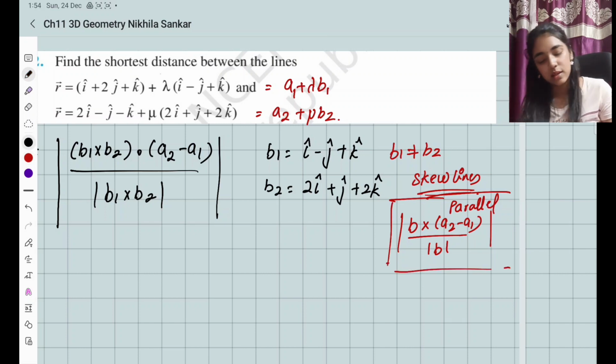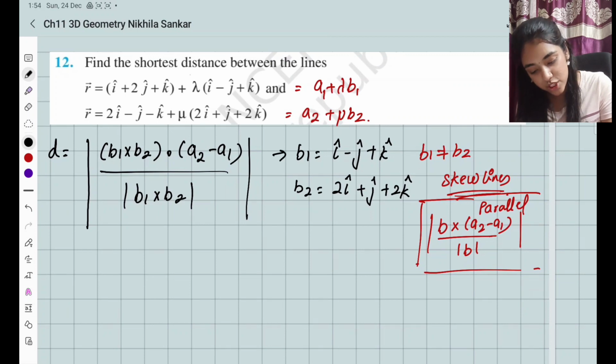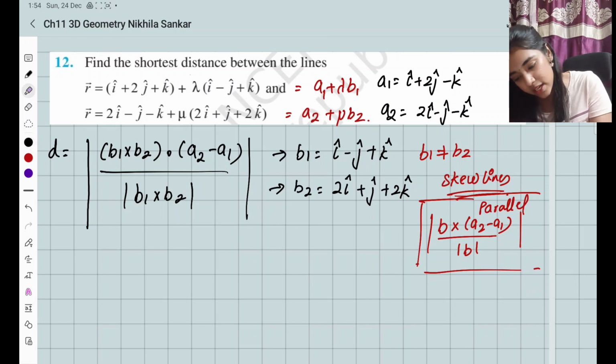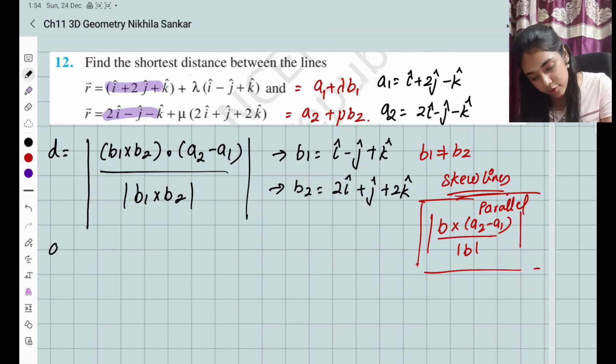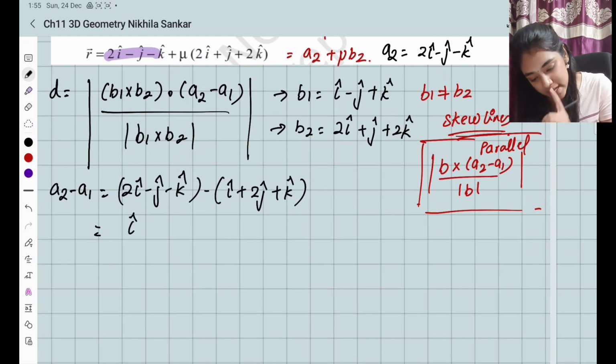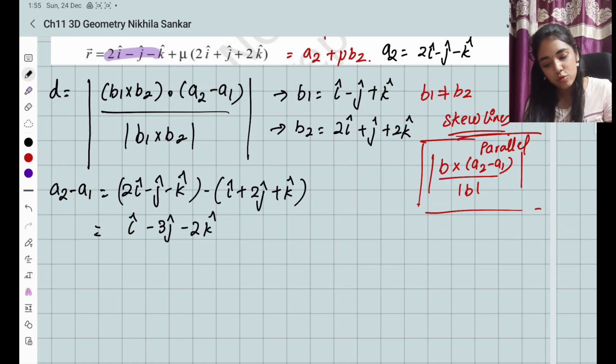First find out whether the lines are parallel or not. So I have to find out what my B1 and B2 are, that is already done. Next, can we find A1 and A2? So what is my A1? It is going to be I cap plus 2J cap minus K cap, and A2 is going to be 2I cap minus J cap minus K cap. Correct? This is A1 and this is A2. Now I need to find A2 minus A1, which is going to be 2I cap minus J cap minus K cap minus A1, which is I cap plus 2J cap plus K cap. So when I subtract, 2I minus I is I, minus J minus 2J is minus 3J, minus K minus K is minus 2K. So now A2 minus A1 is found.